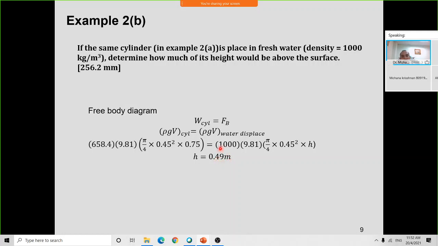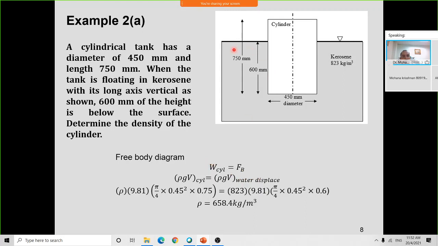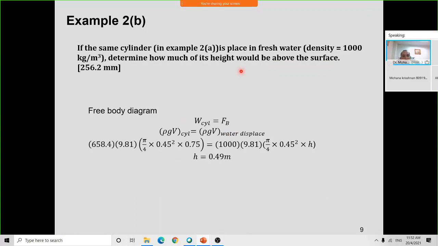Okay, 0.49 is the h submerged. So for the h above, you need to take 750 minus 0.49 meter. I think this is wrong somewhere. I will change it before I give you the slide.